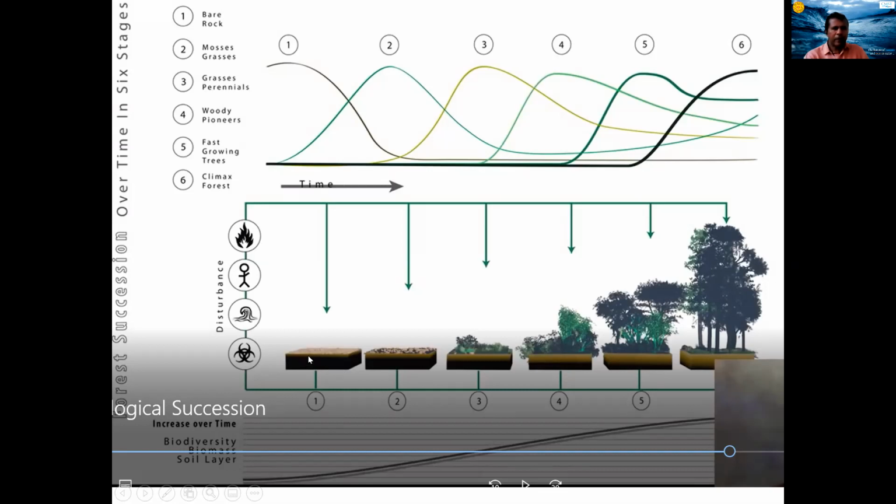And in this diagram, you see an example of a bare rock. There's no life, and how it turns into a climax community over time.